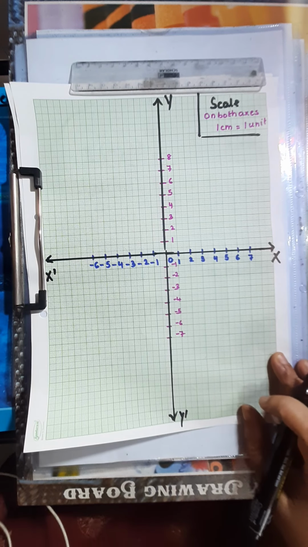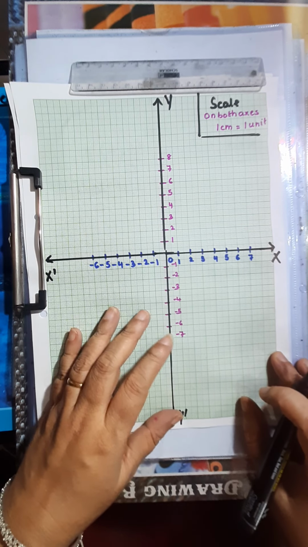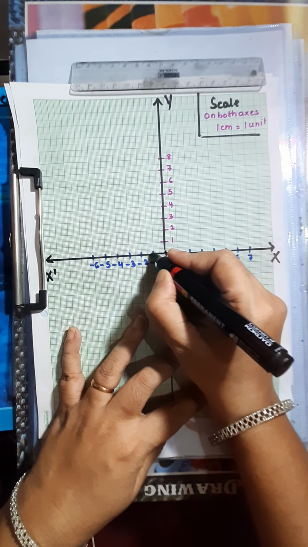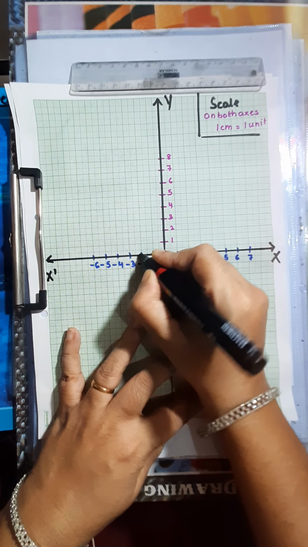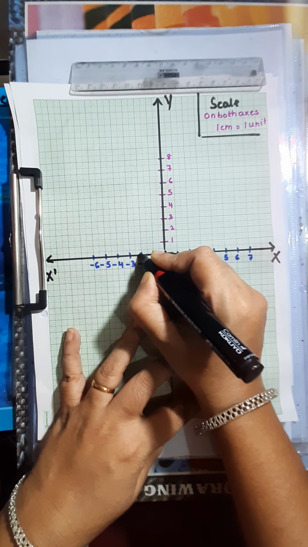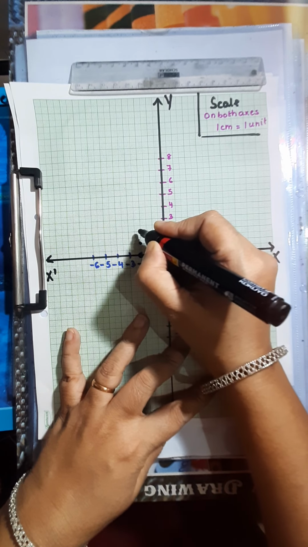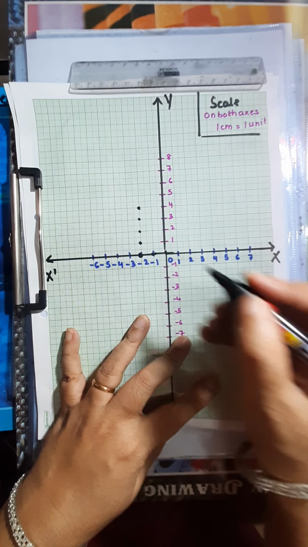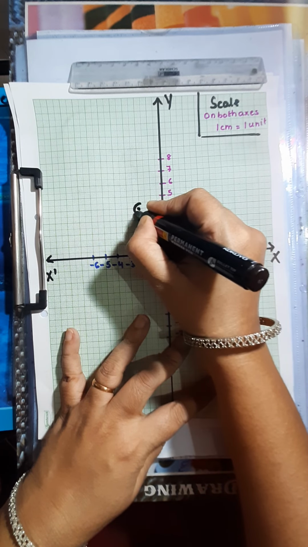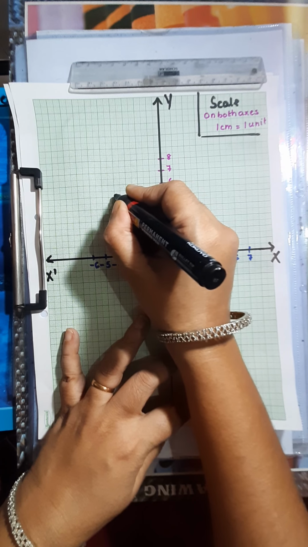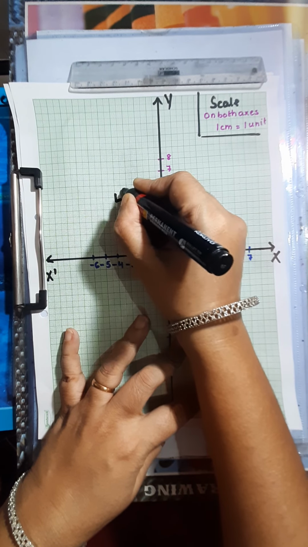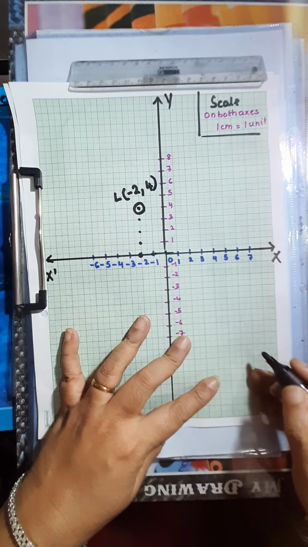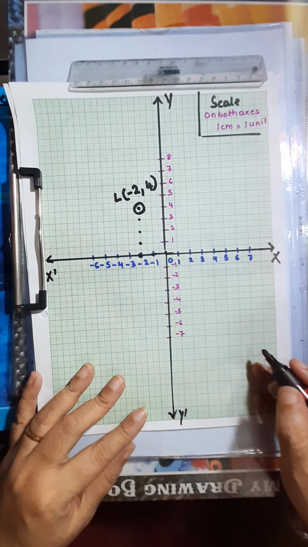Now, let's see my points. First point is L minus 2 comma 4. From here, first you move minus 1, minus 2. Move like this. And then 4 means climb up. 1, 2, 3 and 4. Climb up to 4. So this you circle, you write it as L, and in the bracket you put minus 2 comma 4. Is that clear?